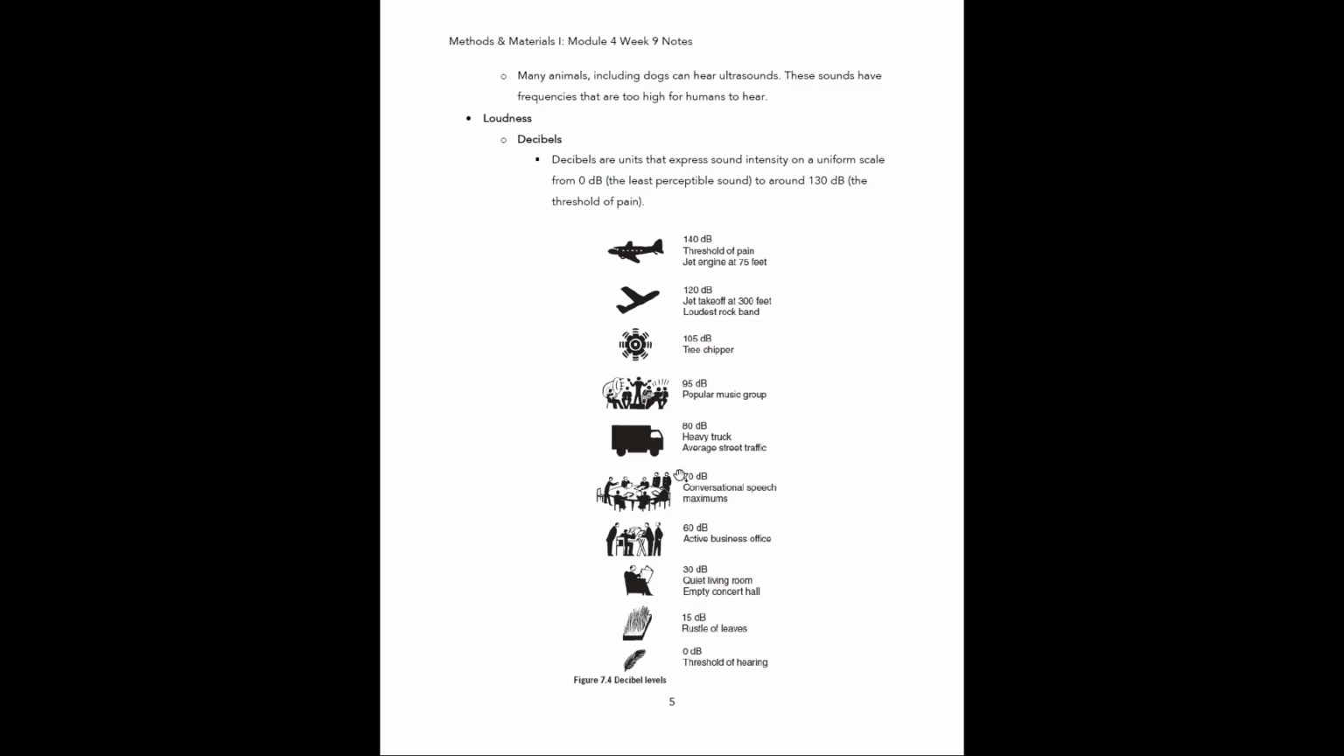All right, loudness. The term you will hear when people are talking about how loud a sound is, is decibels. Decibels are units that express sound intensity on a uniform scale from 0 decibels to around 130 decibels. At 0 decibels, that is your baseline for the quietest sound that is able to be perceived by a person. It's the absolute quietest you can make something, but somebody can still hear it and is aware that the sound is there.